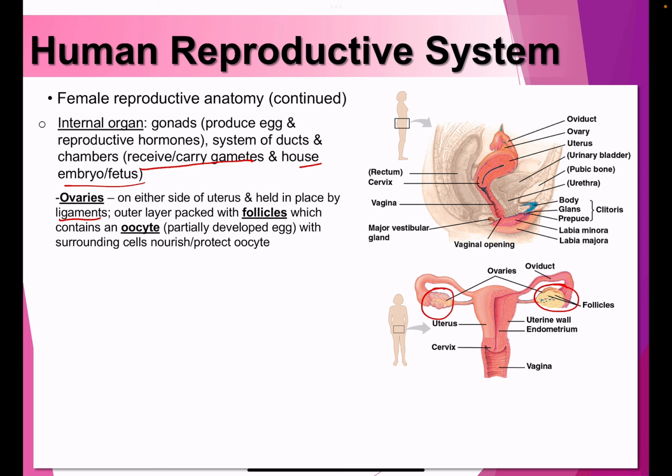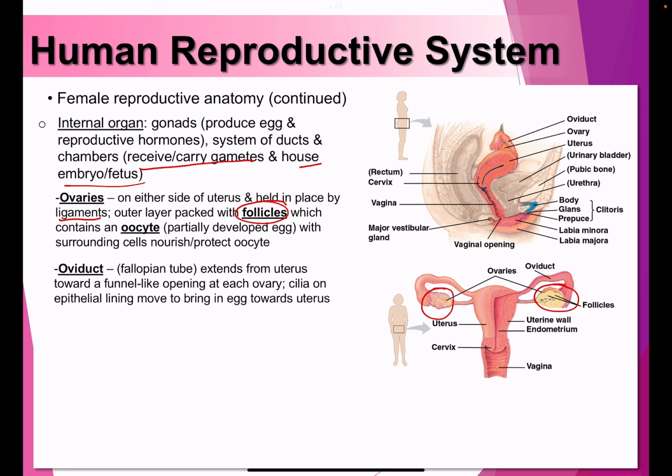All right, and then the outer layer is packed with follicles for these ovaries, and they contain an oocyte, which is a partially developed egg, with surrounding cells that will nourish and protect the oocyte as it grows. And then you have these two tubes, this tube right here and this tube right here. They are called the oviduct or the fallopian tube or the uterine tube. Now, there's three names for this particular tube.